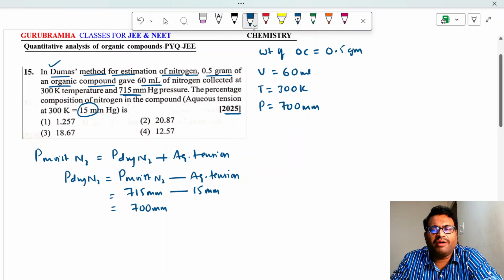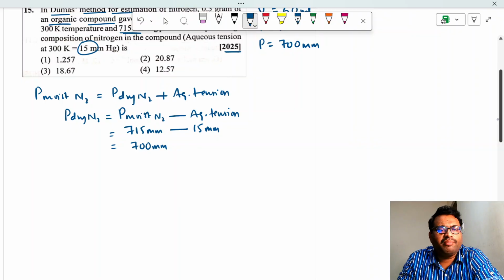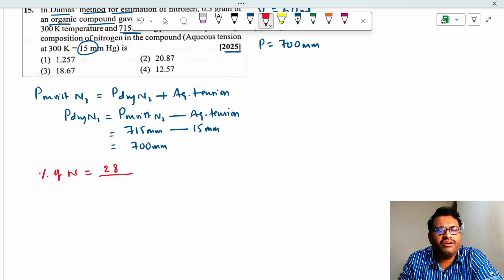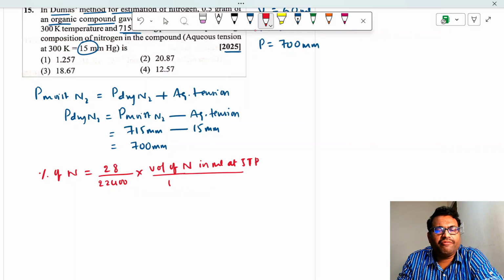When you are applying the formula, the percentage of nitrogen in an organic compound is equal to, we have derived the formula, 28 by 22,400 into the volume of nitrogen in ml at STP, by the weight of the organic compound, into 100.